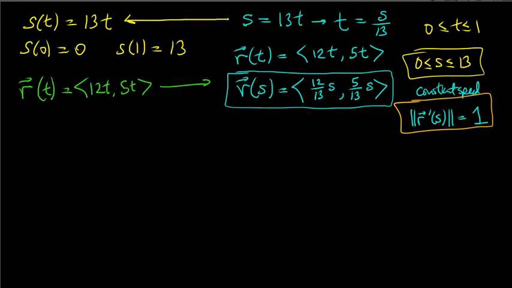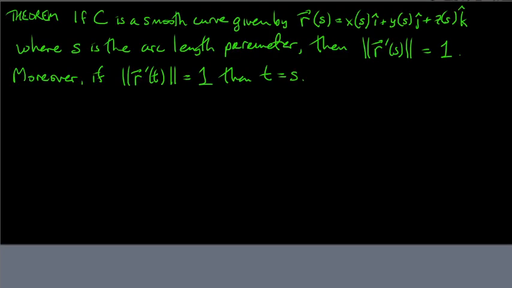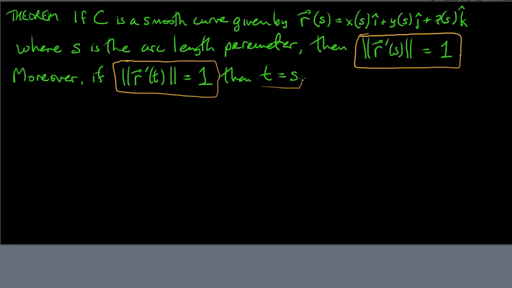Okay, so let's summarize this with the following theorem. You have a smooth curve given parametrically by r of s, where s is the arc length parameter. Then the magnitude of the derivative of r with respect to s has to be 1. And it works the other way too. If the magnitude of r prime of t is 1, the only way that can happen is if t is the arc length parameter, so you might as well call it s in that case, rather than t.